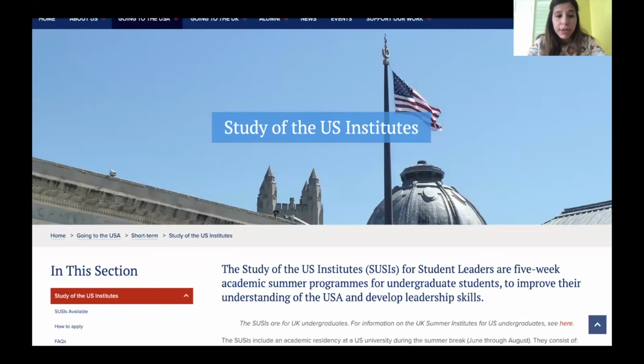And at the Fulbright Commission, we offer the Study of the US Institutes, which are 5-week academic programs for undergraduate students to learn more about the US at the same time as they develop and improve their leadership skills. These include an academic residency at a US university, and they consist of interactive classroom activities, discussions, lectures, readings, site visits, and more. These are fully funded. To find out more about eligibility and how you can apply, you can visit our website.